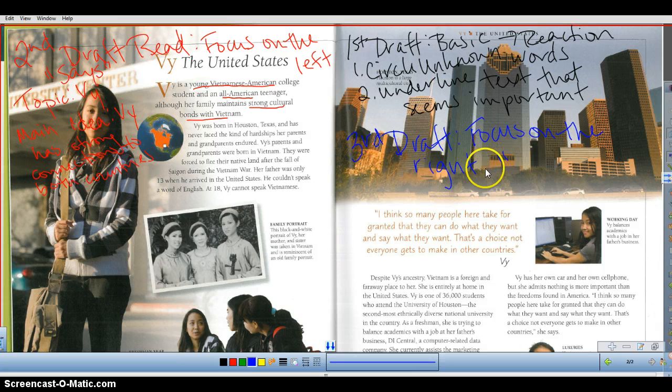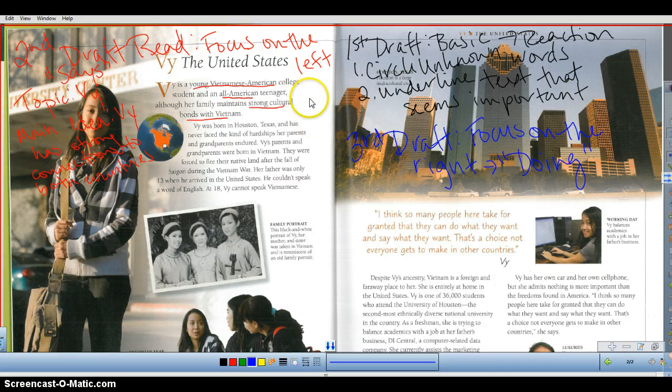And it's what the author is doing. Okay, so for this, we're looking for things like the author is making a claim, the author is citing evidence, the author is quoting a newspaper or giving a personal story. So again, if we look at the beginning, Bai is a young Vietnamese American college student and an all-American teenager, although her family maintains strong cultural bonds with Vietnam.